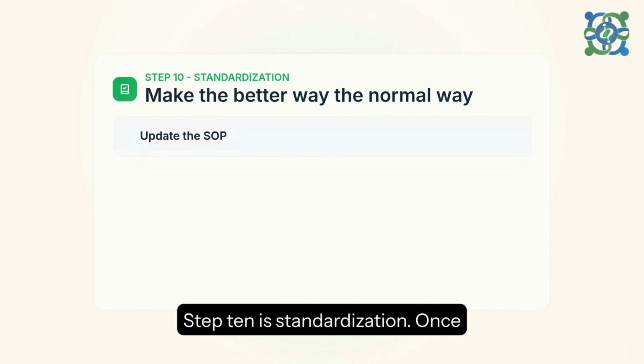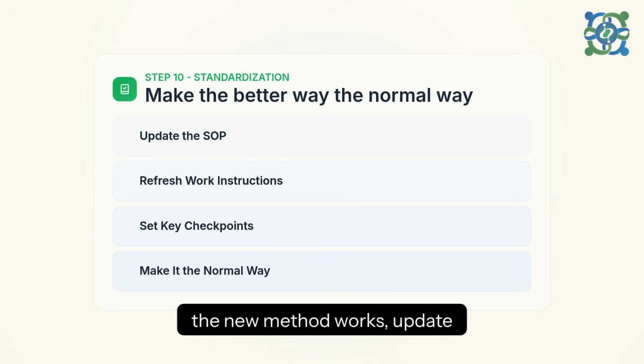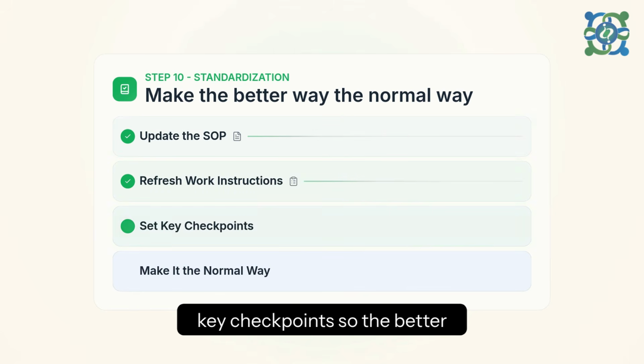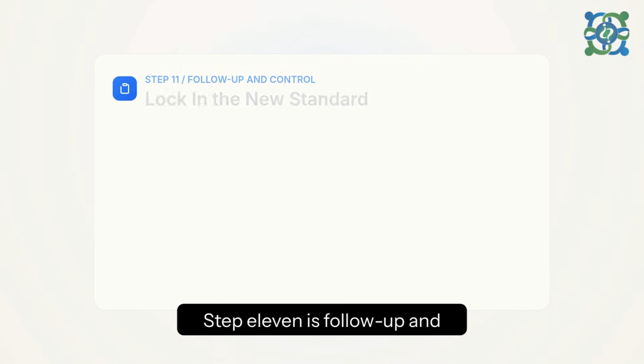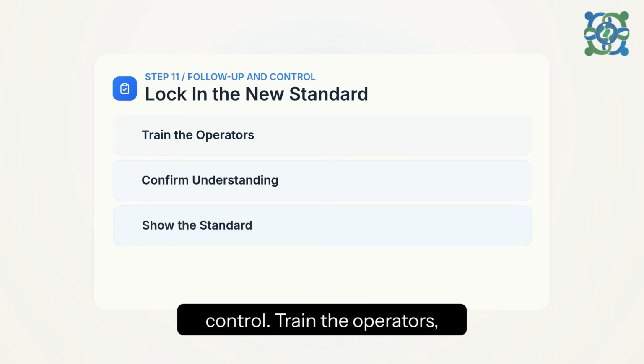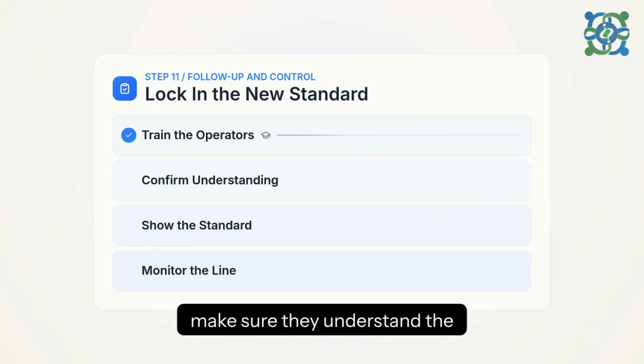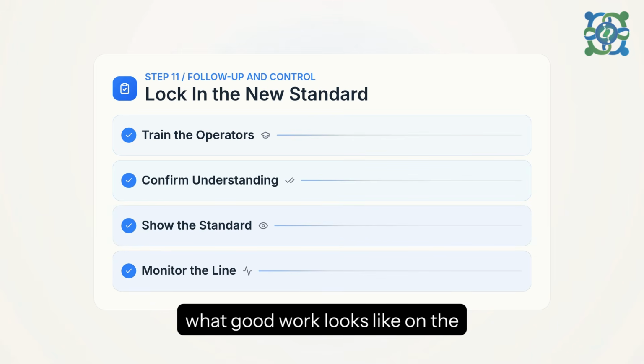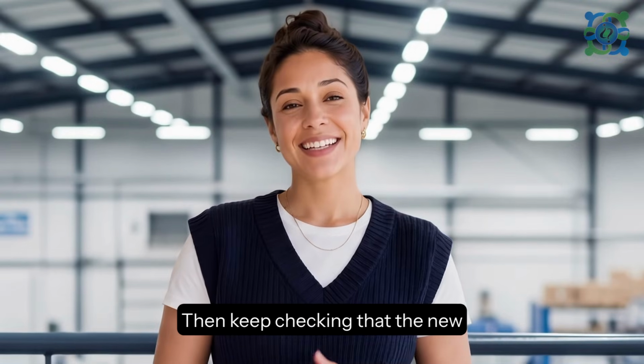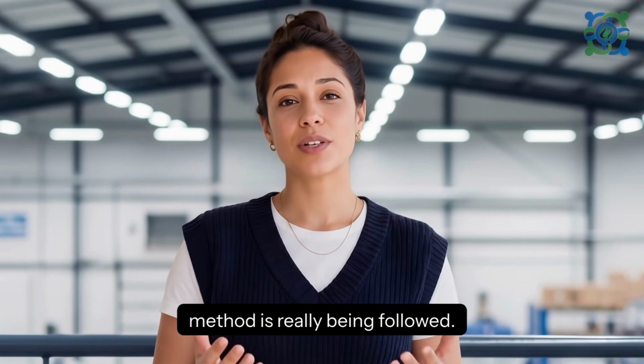Step 10 is standardization. Once the new method works, update the SOP, work instructions, and key checkpoints so the better way becomes the normal way. Step 11 is follow-up and control. Train the operators, make sure they understand the new method, and show exactly what good work looks like on the line. Then keep checking that the new method is really being followed.